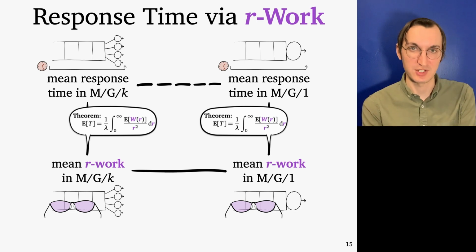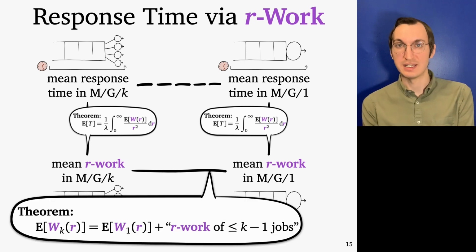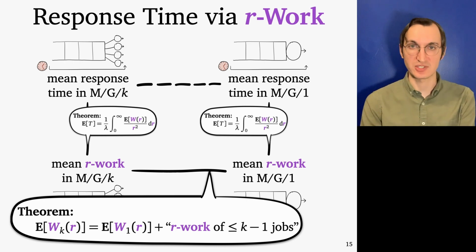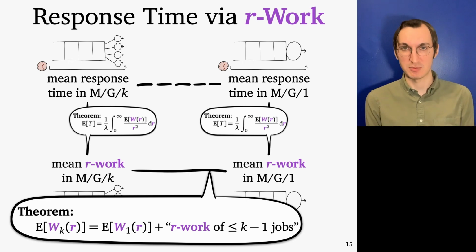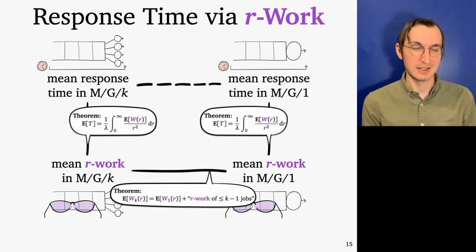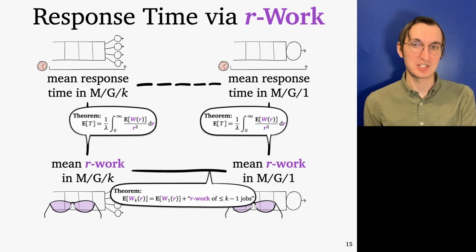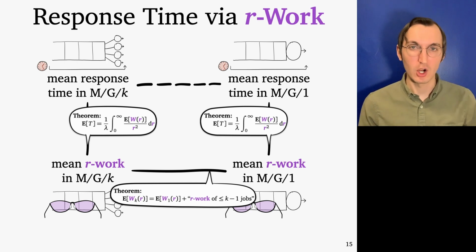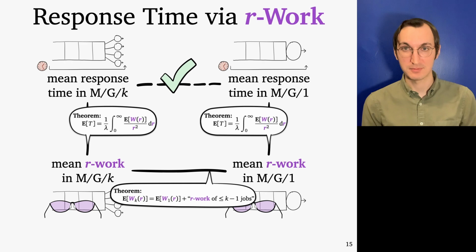How about the horizontal edge? For that, we introduce a second new theorem, which is a work decomposition law. It basically says that R work in the k-server system is R work in a single-server system plus a kind of complicated term that you can think of as the R work of at most k-1 jobs. That complicated term is a little bit too difficult to describe in this talk. You can see the paper for details. But it turns out that that term is small enough that when we translate that R work difference back to a mean response time difference, we get the bound that we were looking for.